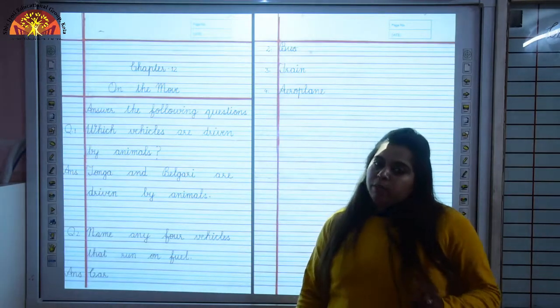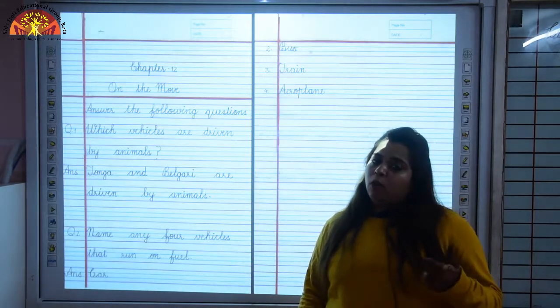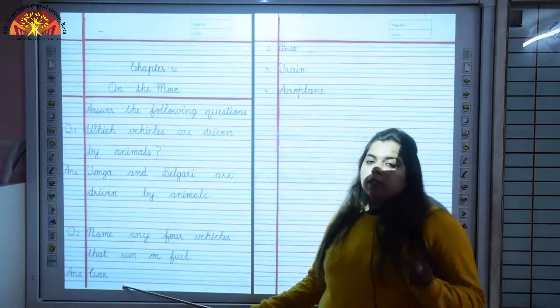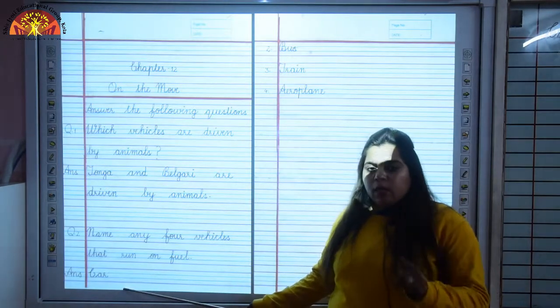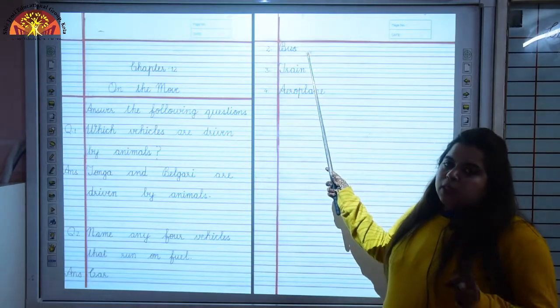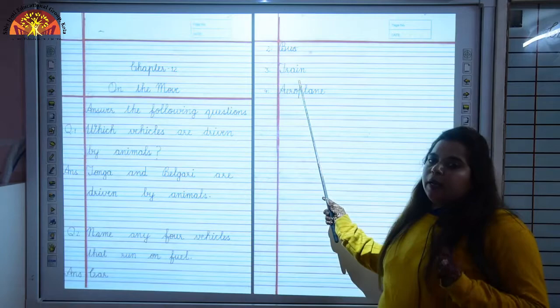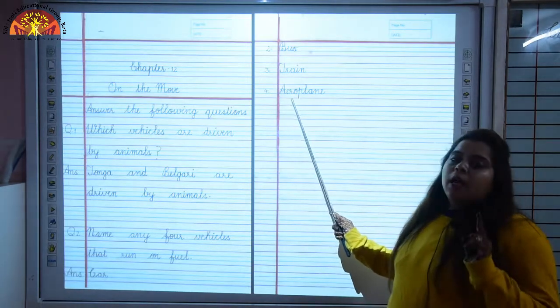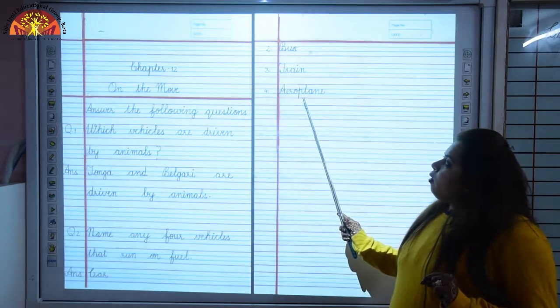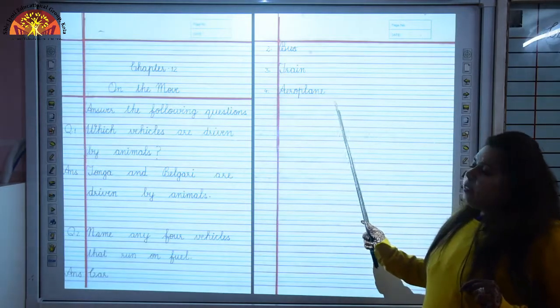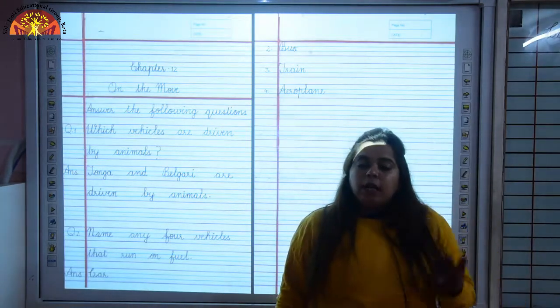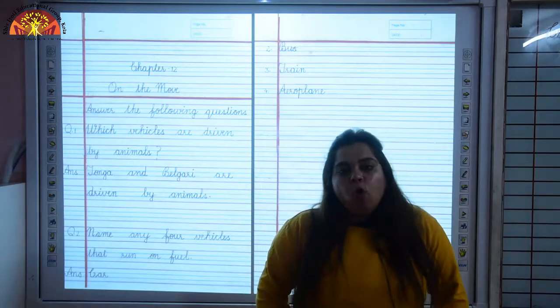Number 2, name any 4 vehicles that run on fuel. Here we have to name any 4 vehicles that run on fuel. Let's see. First is car, C-A-R, car. Bus, B-U-S, bus. Train, T-R-A-I-N, train. And fourth is aeroplane, A-E-R-O-P-L-A-N-E, aeroplane. That is all about chapter number 12, on the move.